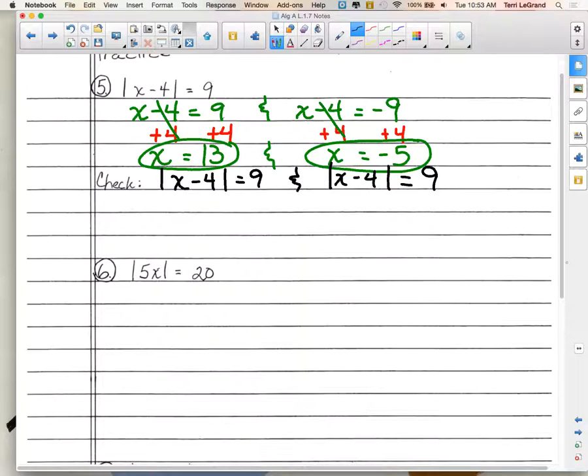And we will substitute in, first of all, we'll substitute 13 into this one. So 13, take away 4. Blake, what is 13 take away 4? 9. So we have the absolute value of 9 equals 9. And then we say, okay, what is the absolute value of 9? Well, how far is 9 from 0? That's the question. How far is 9 from 0? 9 units. So we end up with a true statement. We can say that one checks.